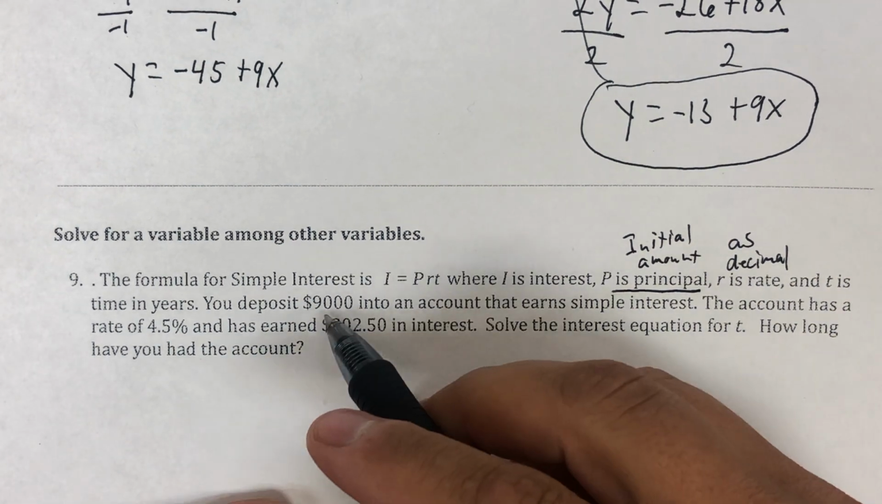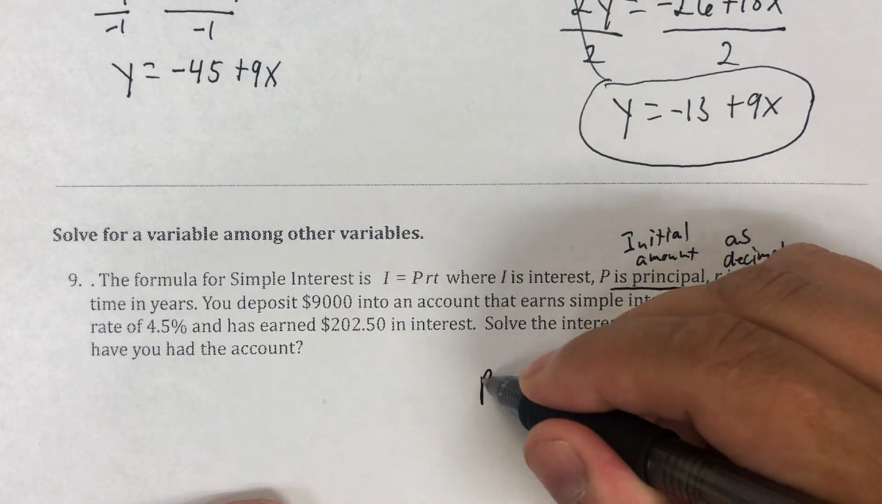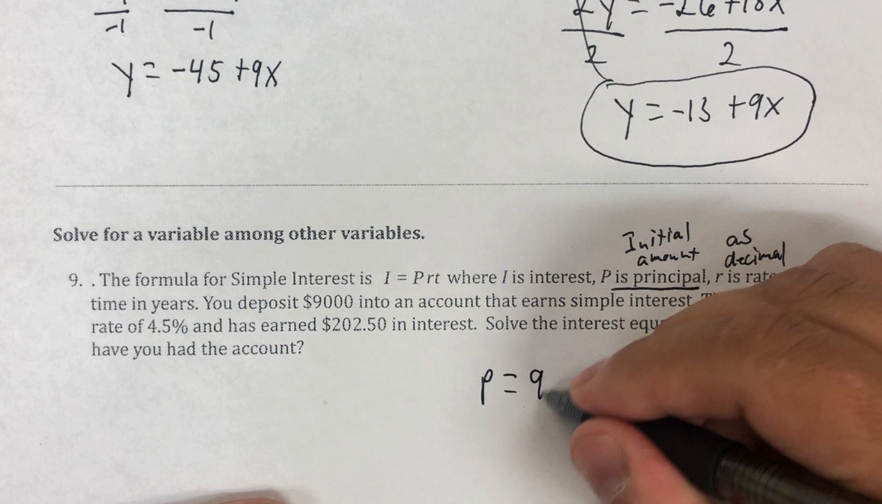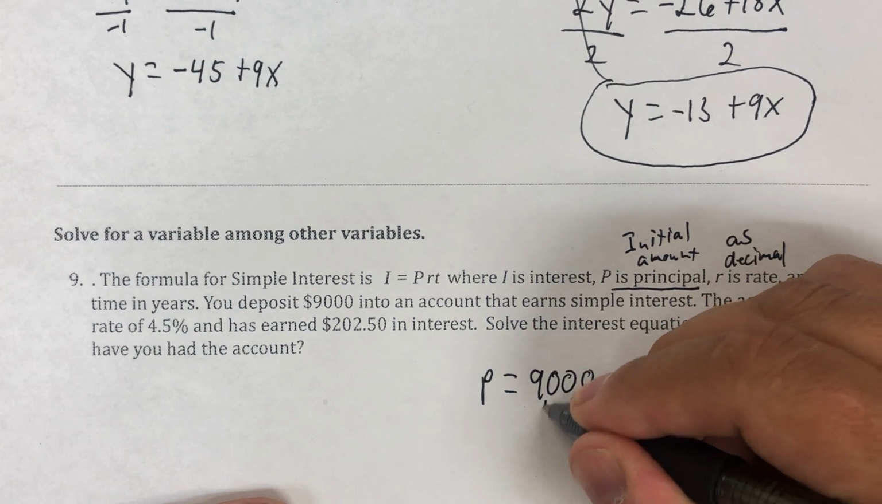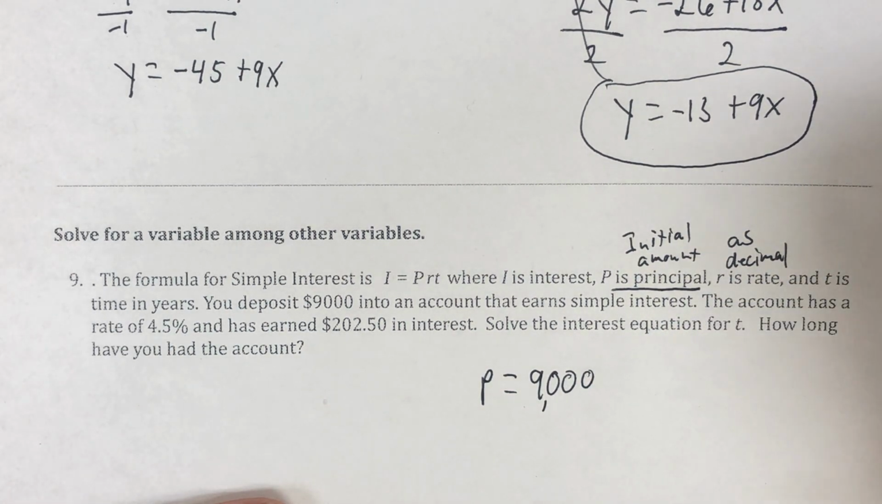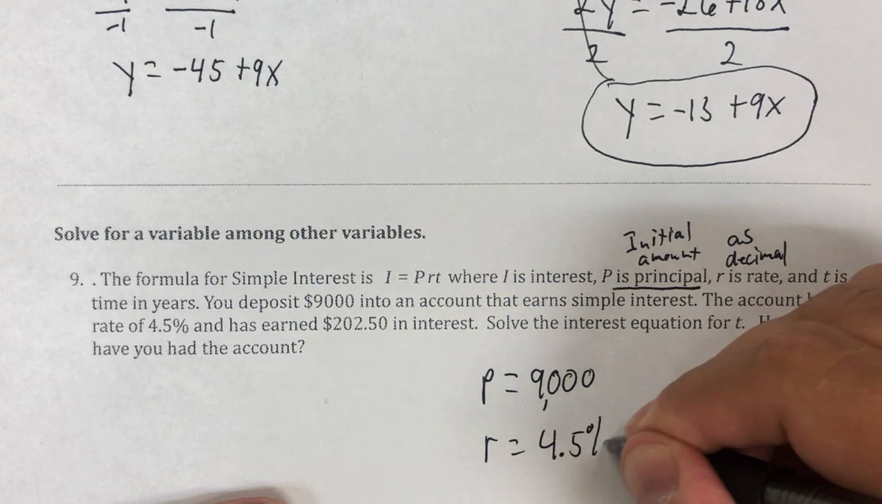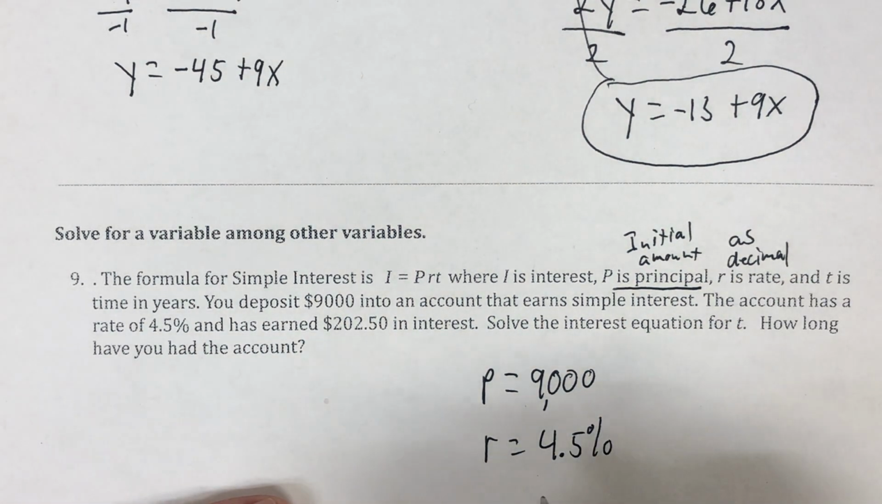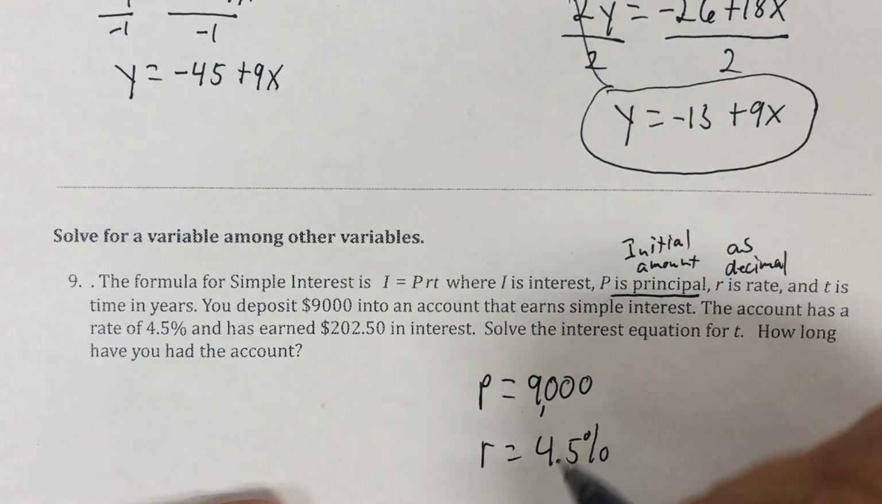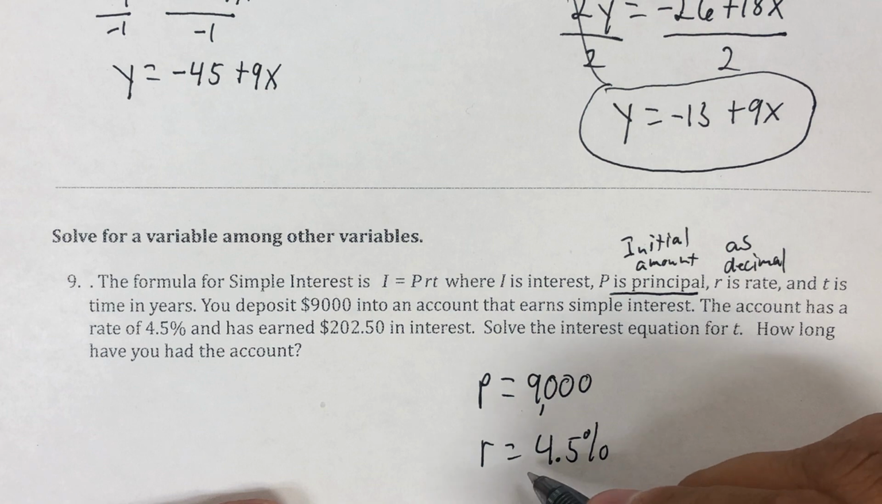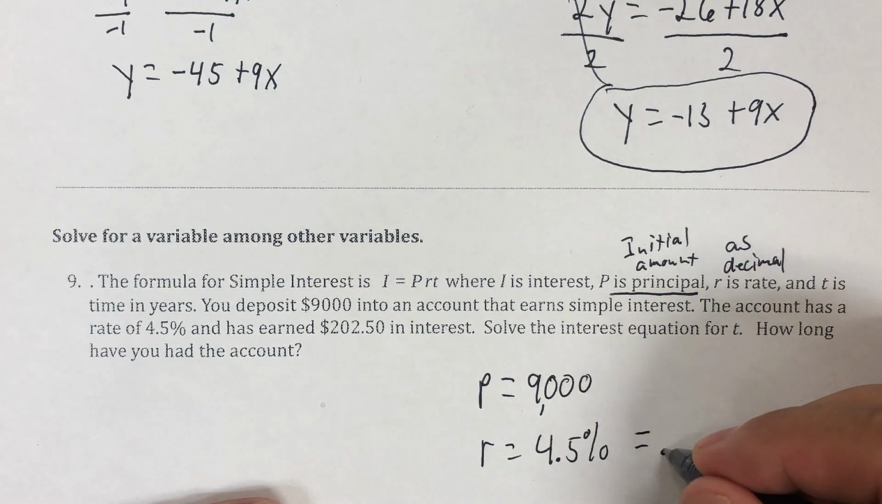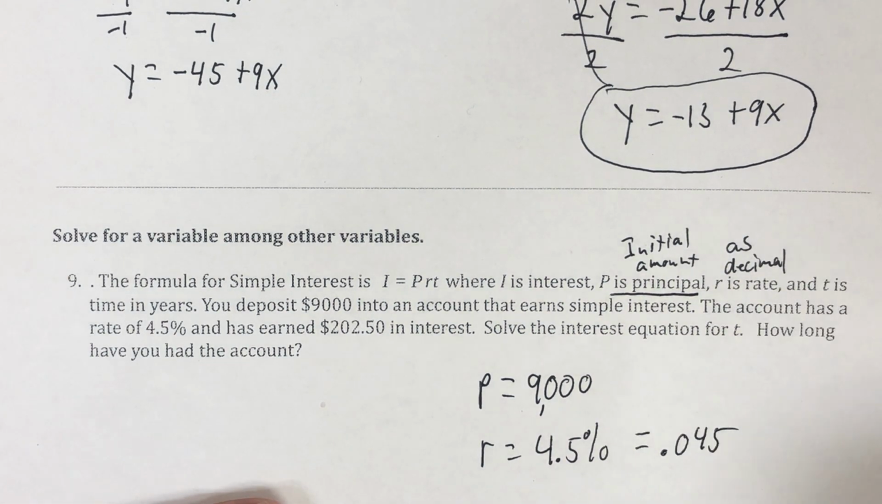So it says I deposit $9,000 into an account. So P, that's the initial amount, that's $9,000. I'm starting with $9,000. And I'm going to put it into an account that has a rate of 4.5%. Now here's the key. I can't put 4.5 in. I have to change that to a decimal. To change from a percent to a decimal, I move it 2 spots to the left. So that's equal to 0.045.